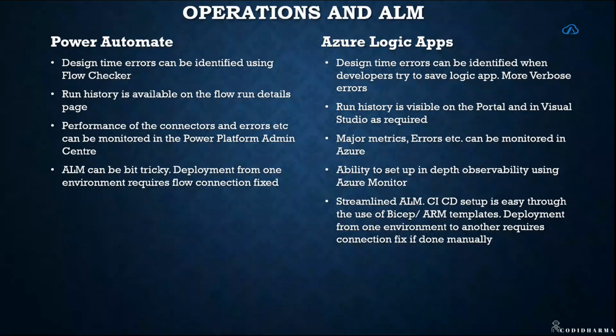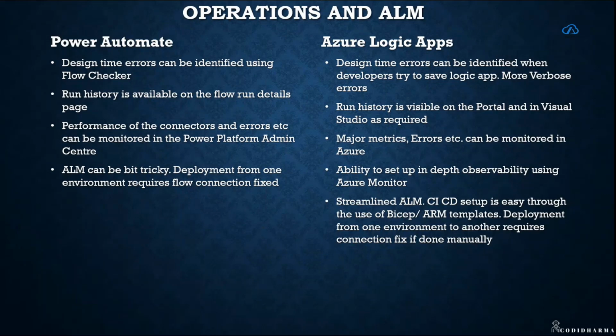Run history again can be checked in the Azure portal, and in some cases it's available in Visual Studio as well in case of Standard. Now for Logic Apps, metrics, errors, etc. can be monitored in Azure itself. And we have the ability of implementing in-depth observability. So you have the ability to track metrics, traces, and logging through Azure Monitor, and you can implement this three-legged stool of observability in a very robust way.